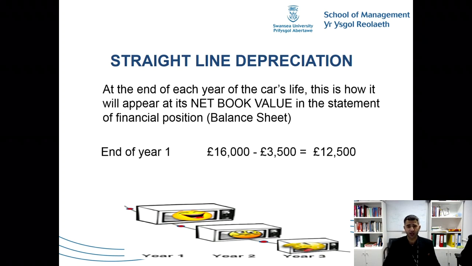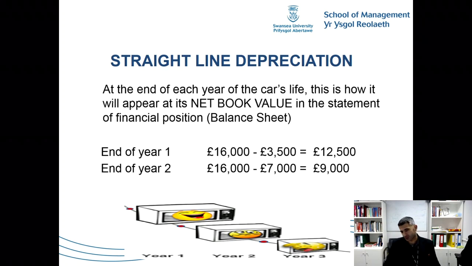End of year 1, the cost minus the accumulated depreciation, which is only 1 year, the first year, 3,500. So net book value is 12,500 at the end of year 1. Now, end of year 2, as you see, cost minus accumulated depreciation, 7,000. Why? Because accumulated depreciation is the depreciation for this year, 3,500, plus the previous year, 3,500. So that comes with a net book value of £9,000.